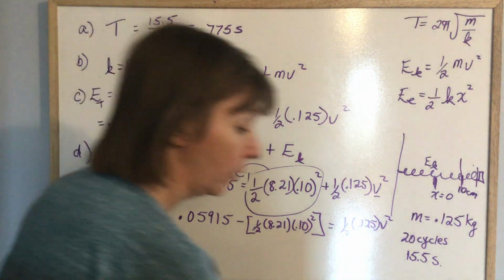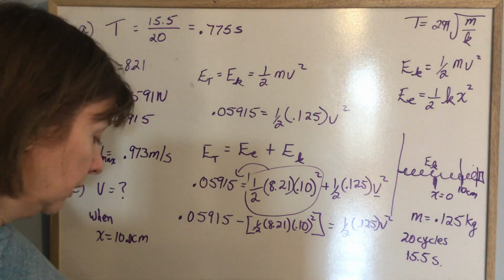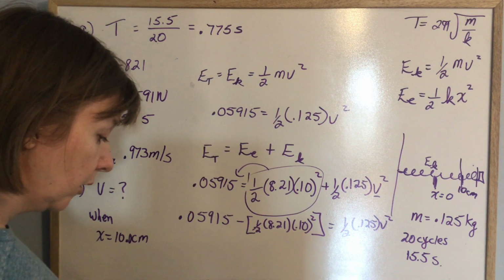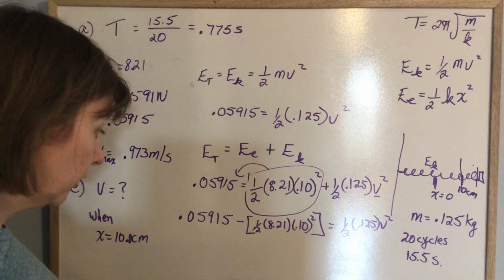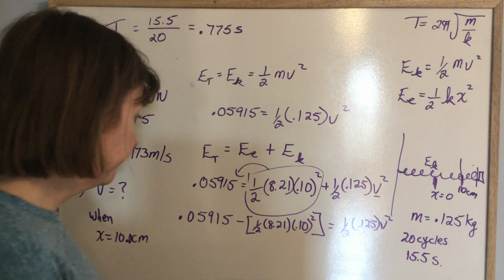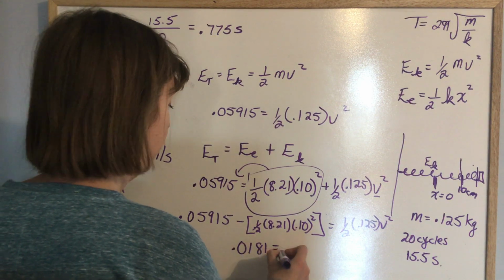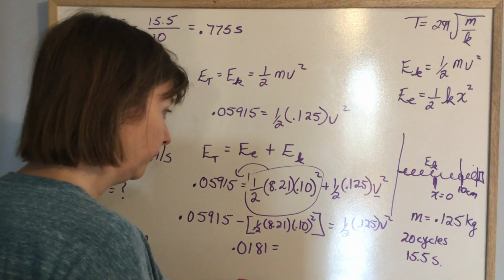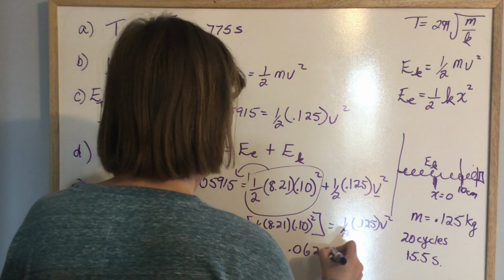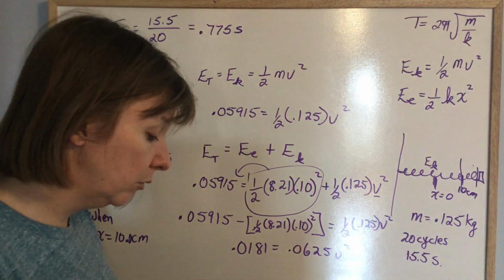squared. So I'm going to do 0.5 times 8.21 times 0.1 squared, and I'm going to do 0.05915 minus my answer. So over here, I'm getting 0.0181, hopefully that's right, and here 0.5 times 0.125 is 0.0625 v squared. So I'm going to divide both sides by 0.0625 and take the square root.